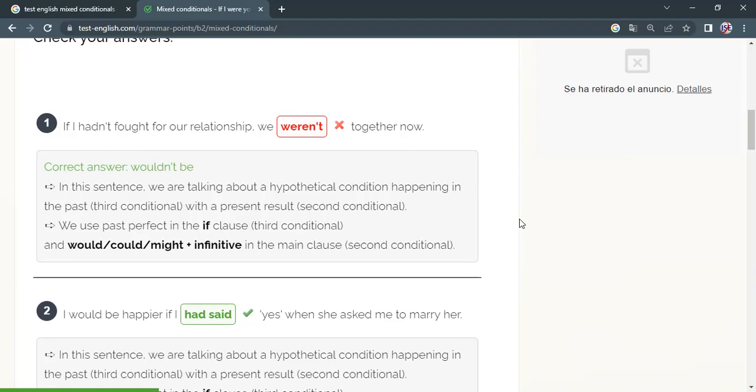Wouldn't be together now. The condition is in the past, and the hypothetical result is in the present. So it's not wouldn't have been, it's wouldn't be. Remember, we combine the third conditional with the second conditional.